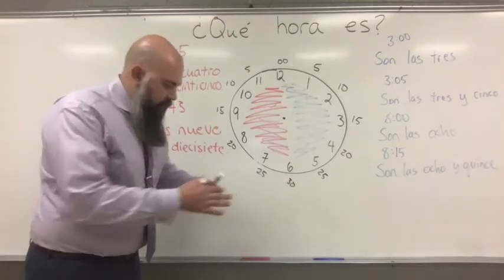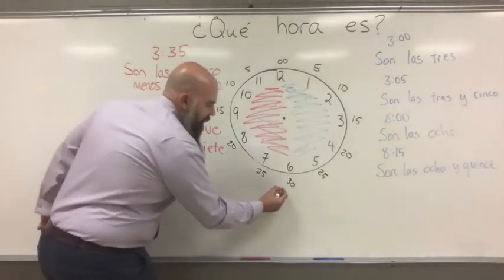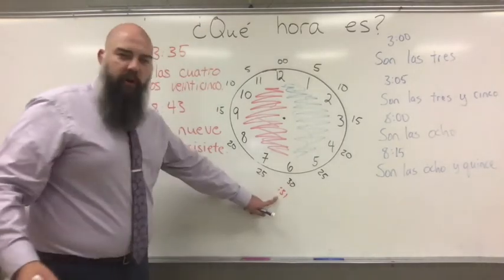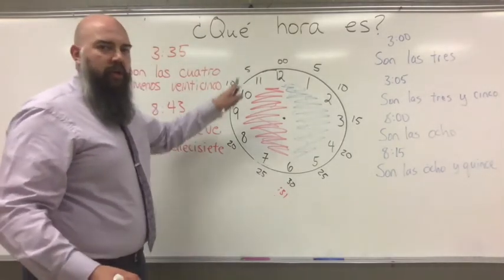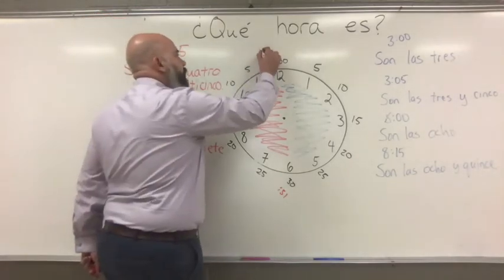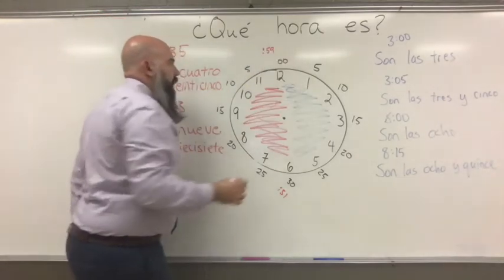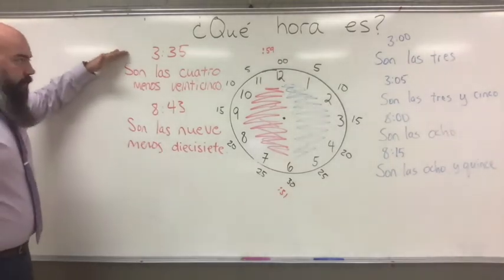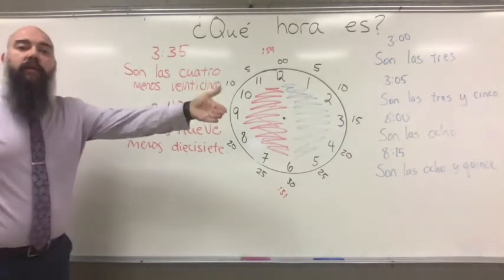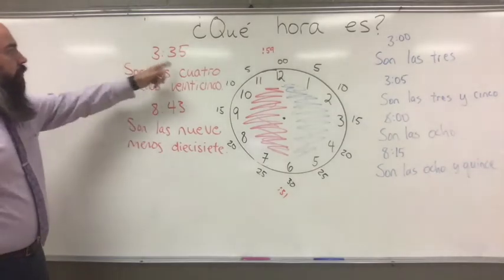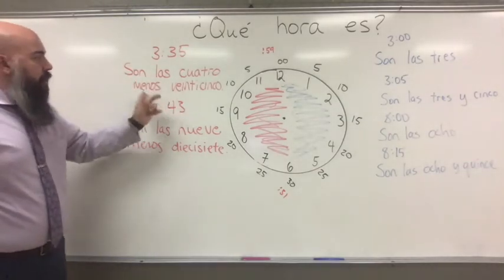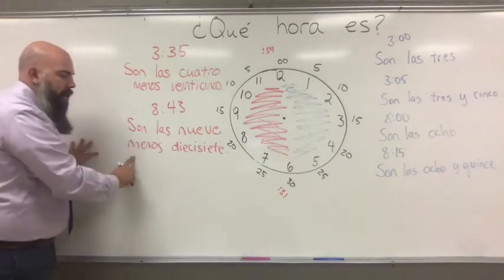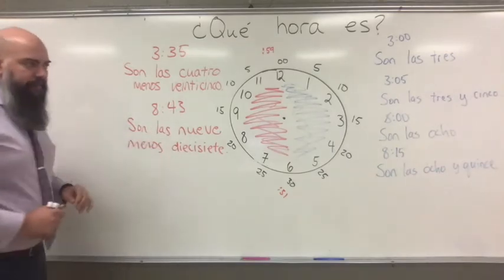And then right here, it changes at the 31-minute mark. When you start 31, that's when we start the dark side. 31 all the way to 59, that's the dark side. We have to think of it in this way. We have to go to the next hour and subtract the minutes. So for 3:35, son las 4 menos 25. 8:43, son las 9 menos 17.